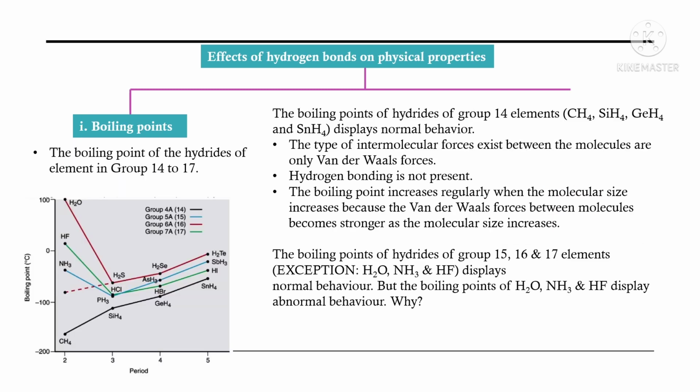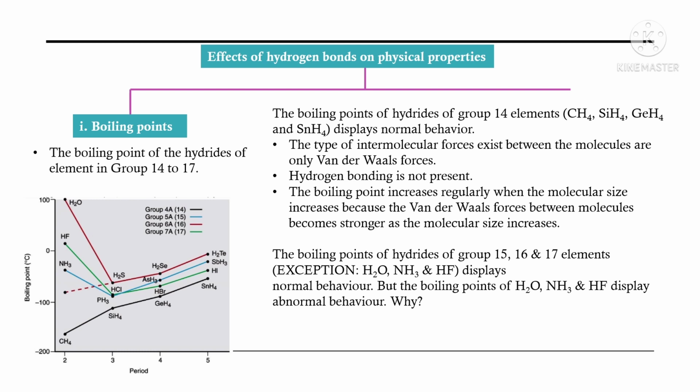Last learning outcome, the effect of hydrogen bonds on physical properties of a substance. The first physical property that we are going to look at is boiling points. So we are going to look at the boiling points of hydrides of element groups 14 to 17.